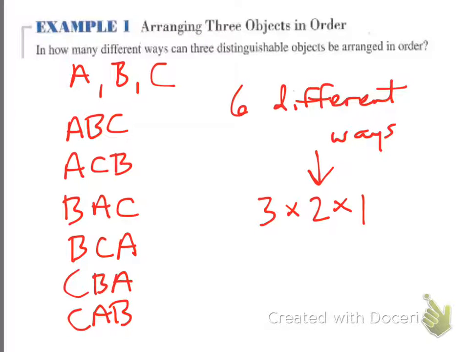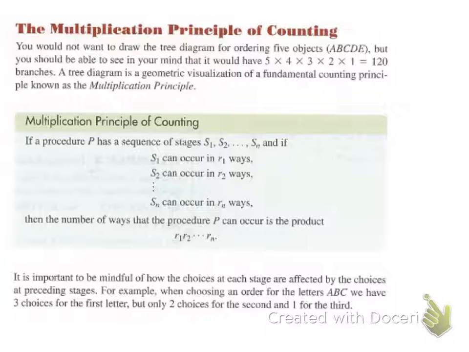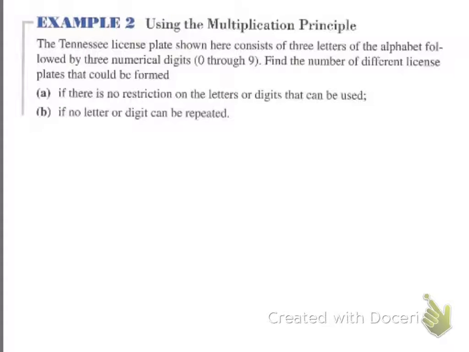That's the multiplication principle of counting. Basically, if you have an order of objects or letters or numbers, you just multiply the number of options for each spot. So say you have a Tennessee license plate, shown here, consisting of 3 letters of the alphabet followed by 3 numerical digits, 0 through 9. They want you to find the number of different license plates that could be formed. Part A says if there is no restriction on the letters or digits that can be used. So that means you can repeat letters and numbers.